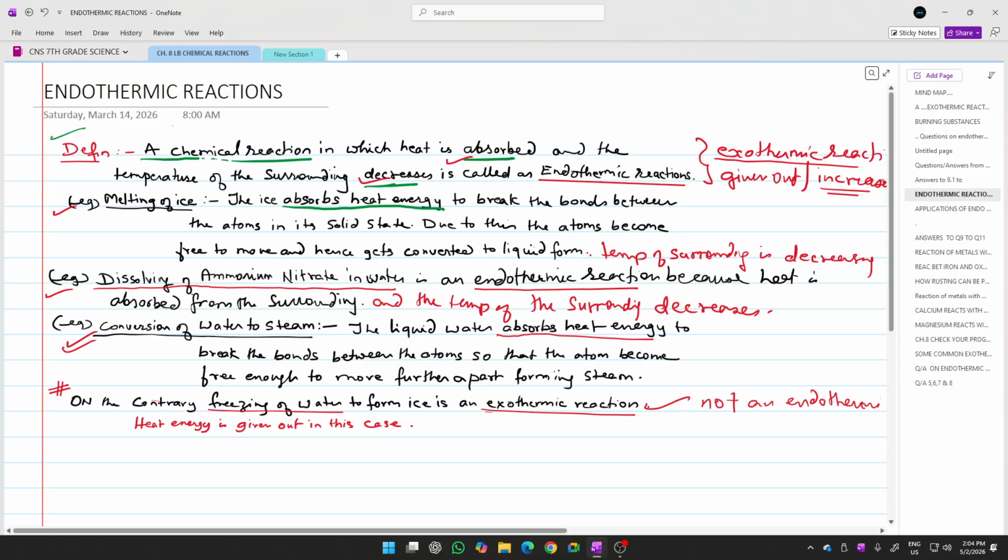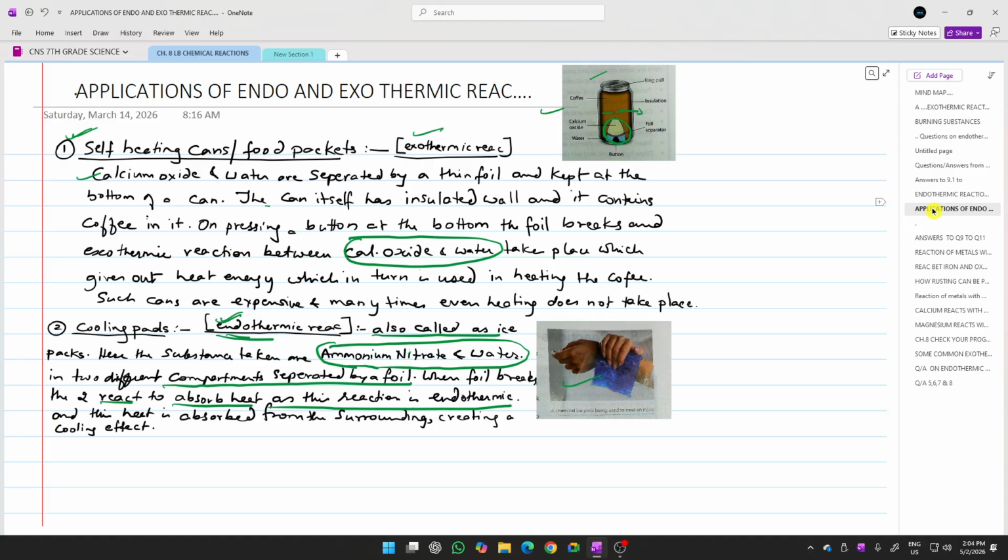Now let us move on to the next topic, which is applications of both the endothermic and the exothermic reaction. Now on the screen you can see the topic, application of endothermic and exothermic reaction. Let us take this first example. This is an example of self-heating cans or food packets. In the market you get certain cans which are self-heating cans. You may find coffee or tea being sold in self-heating cans.